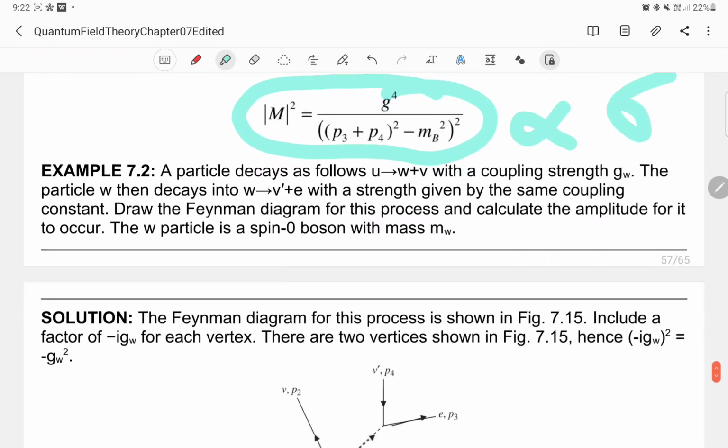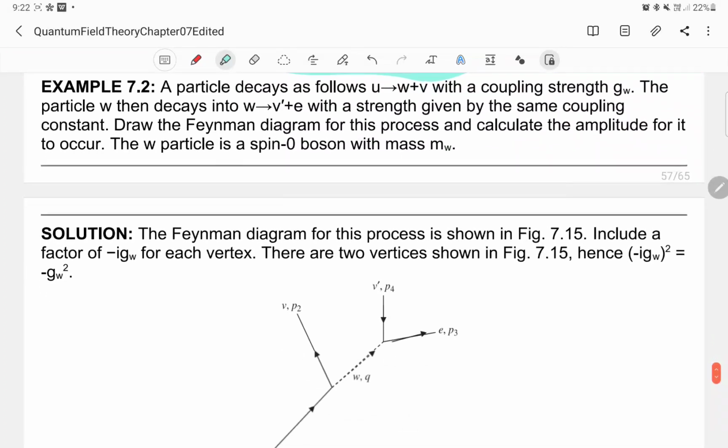Now let's go to example 7.2. For this next example, a particle decays as follows. U decays into W and V with a coupling strength of GW.